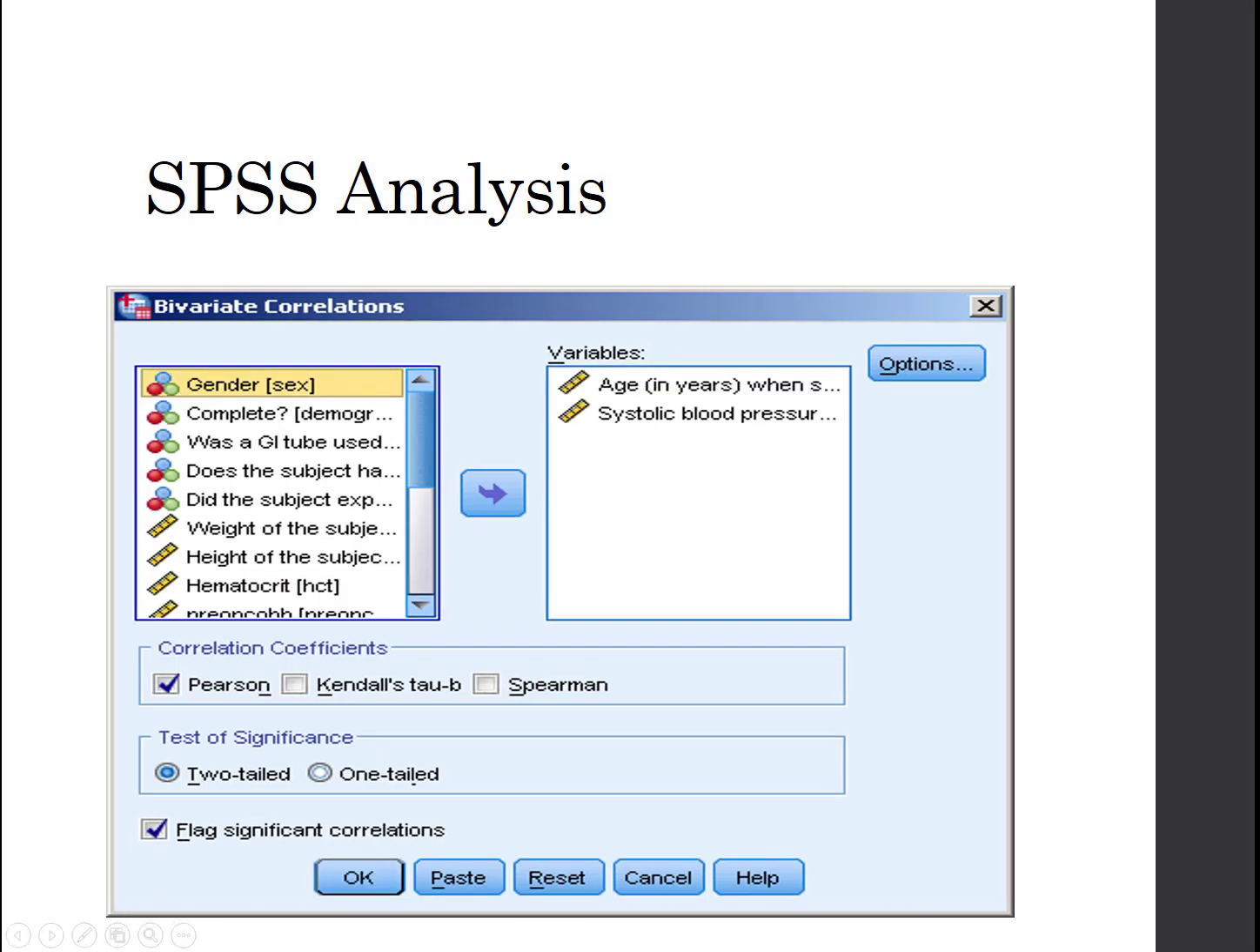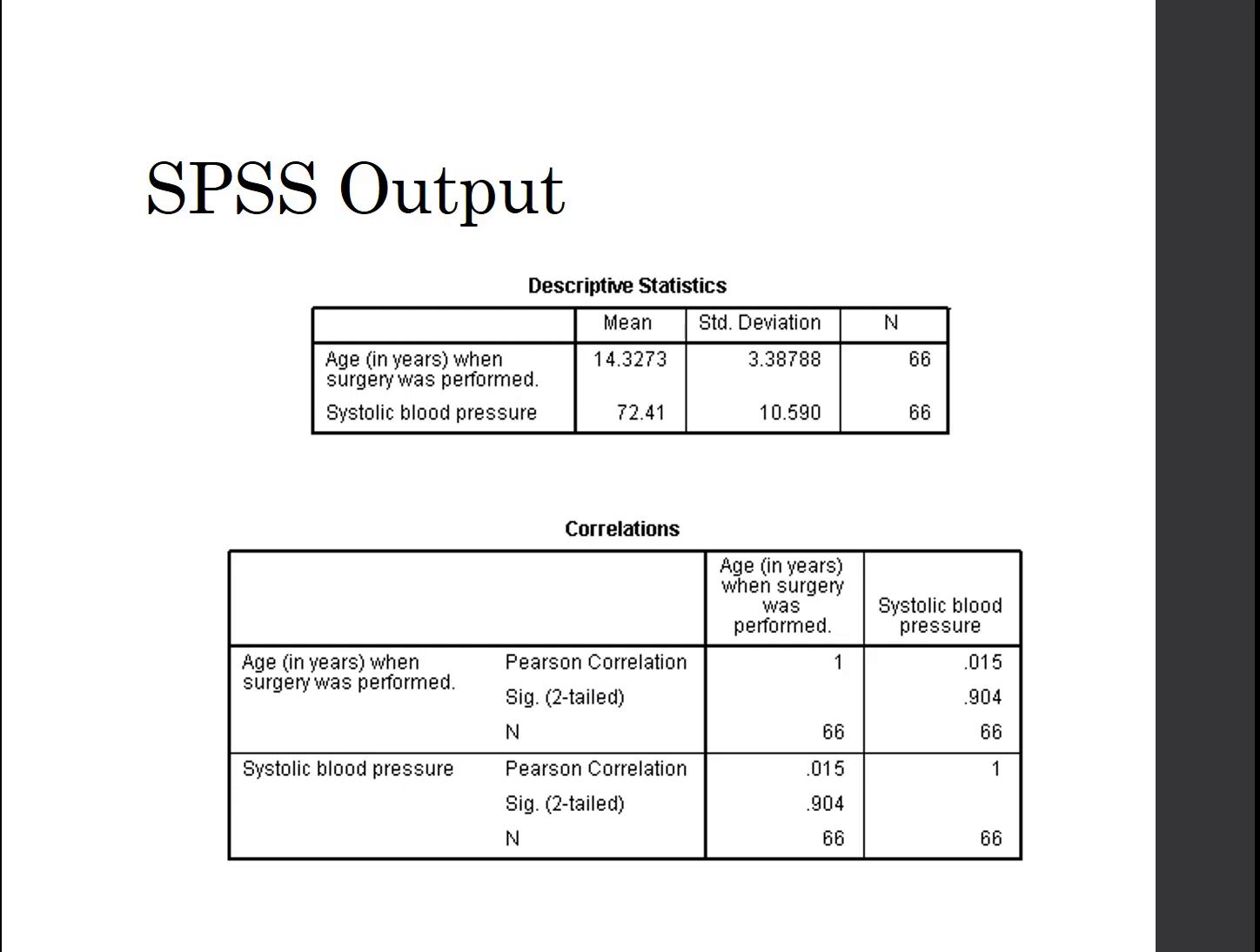All you need to do is move over the variables that you want tested for correlations, hit OK, and it'll give you both the descriptive statistics, the mean and standard deviation of each variable, and show you whether or not these variables are correlated. It shows you the Pearson's correlation coefficient, the p-value, or whether or not that correlation is significant, and how many participants were in that analysis.